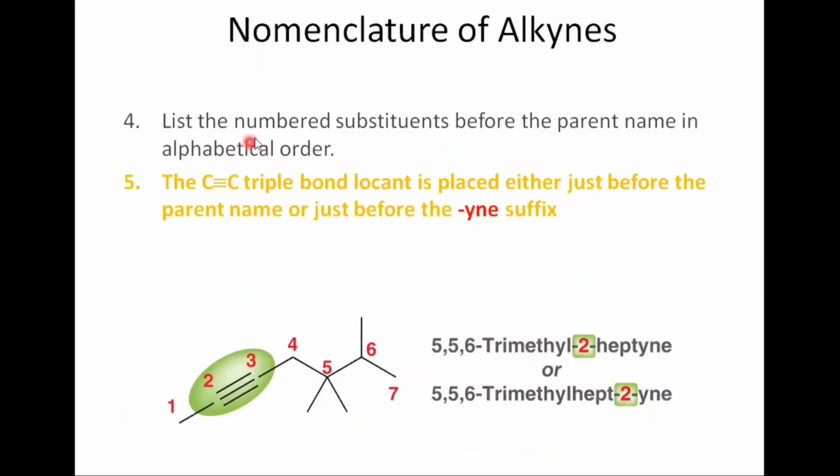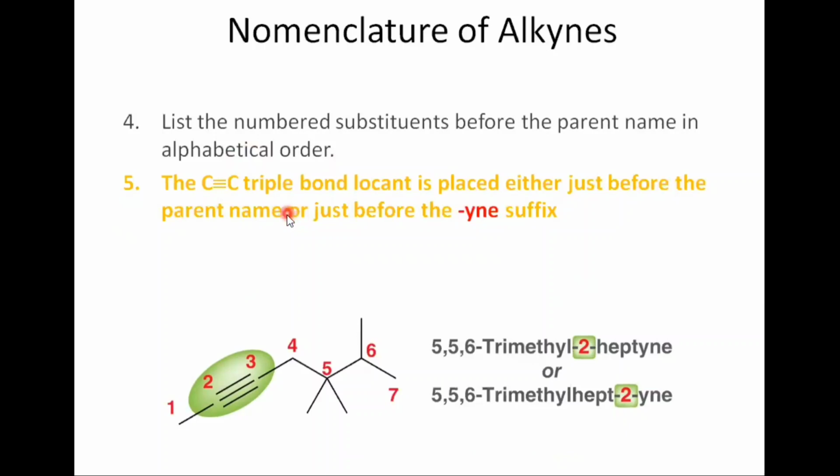The 4th important point: list the numbered substituents before the parent name in alphabetical order. Our target is that we should arrange the substituents in alphabetical order as we discussed earlier. Ethyl comes first and methyl comes later while assigning a systematic name to the alkyne. The 5th important point is that the carbon-carbon triple bond locant is placed either just before the parent name or just before the "-yne" suffix. So let's discuss this point.